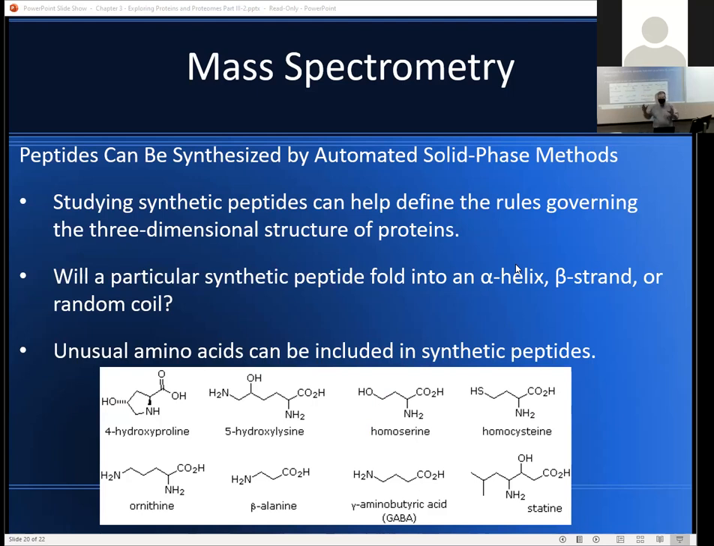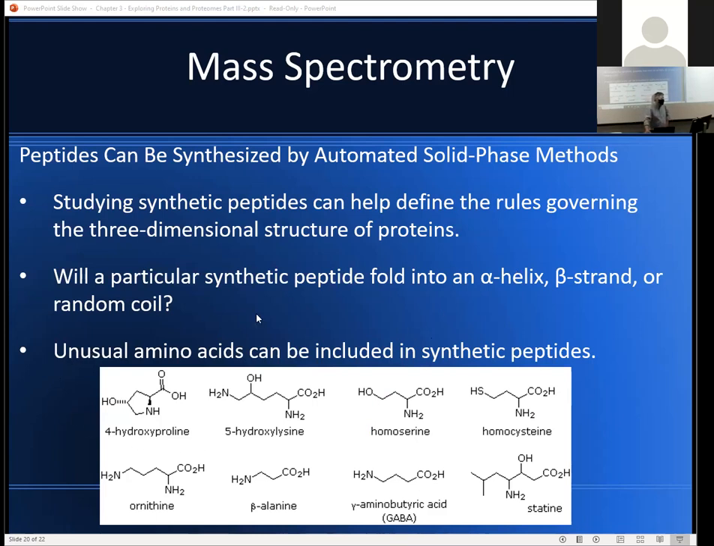And if we're going to do it using computers, we need big supercomputers in order to solve these problems. Another tool that people have in the toolbox if they're trying to solve the structure of proteins is synthetic peptides. By making synthetic peptides, that can help us to predict what type of tertiary structure that part of a protein might fold into.